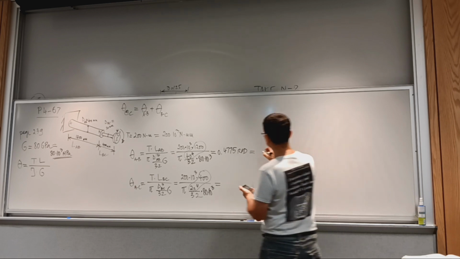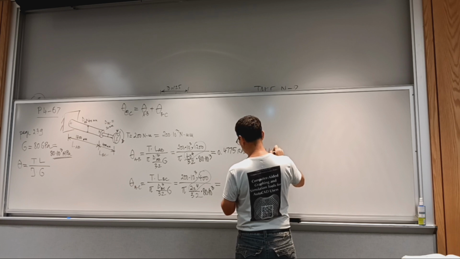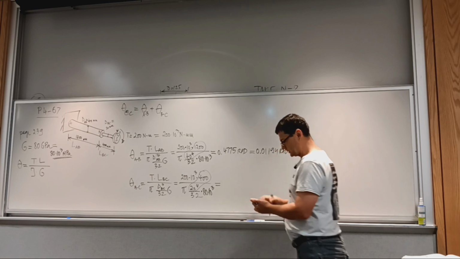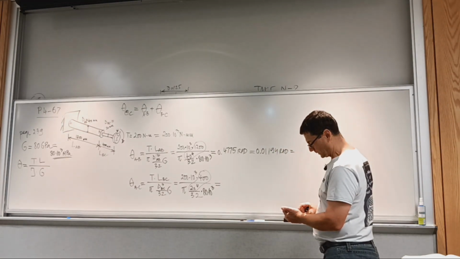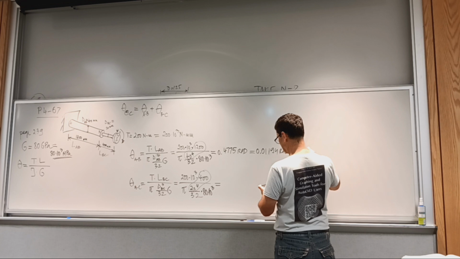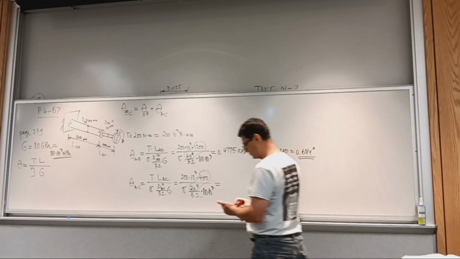Okay, so it might be a more plausible number, 0.01194 radians, which in degrees, since we have a better sense of degrees than radians, times 180 over pi, this is 0.684 degrees. Okay. Let's move to this other one.